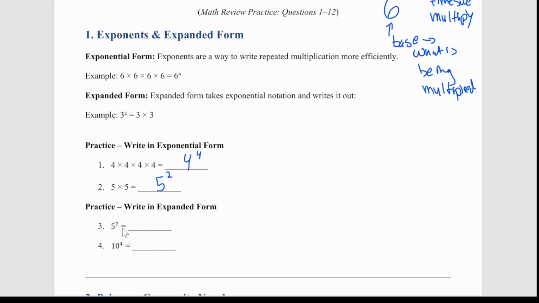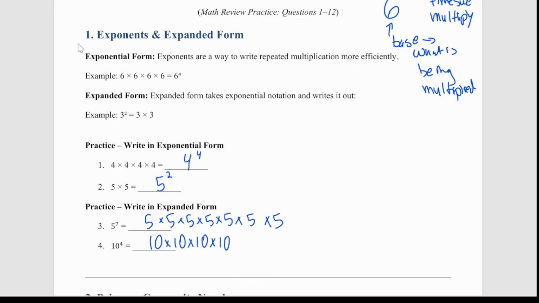Working the other way around, if I have 5 to the 7th, that means I have 5 times 5 times 5 times 5 times 5 times 5. This is where I count to myself. I've got 1, 2, 3, 4, 5, 6 of them, times just one more 5. 5 multiplied by itself 7 times. The next one, 10 to the something, is rather long to write out. You can see very quickly how the exponential form helps us communicate much more succinctly. 10 to the 4th would be 10 times itself 4 times.